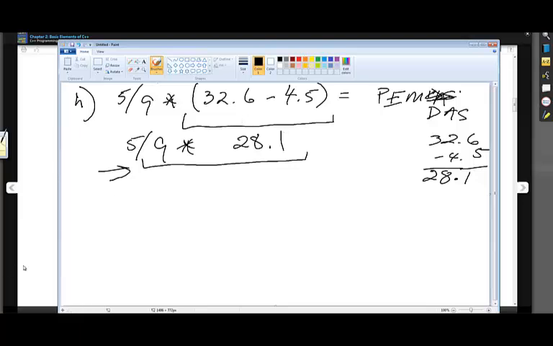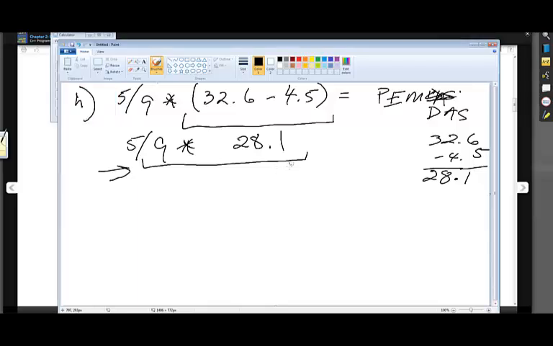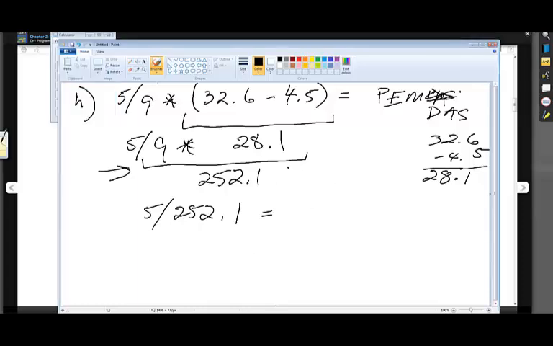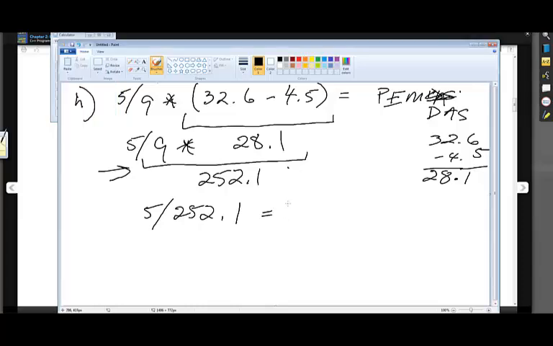So if you look at 5 divided by this, I'm going to do a quick pull of my calculator, 9 times 28.1. That's going to be 252.1. So it's basically 5 divided by 252.1. Wow, it's going to be some small number. When we clear this and do 5 divided by 252.1, I get some very small decimal number, 0.019.